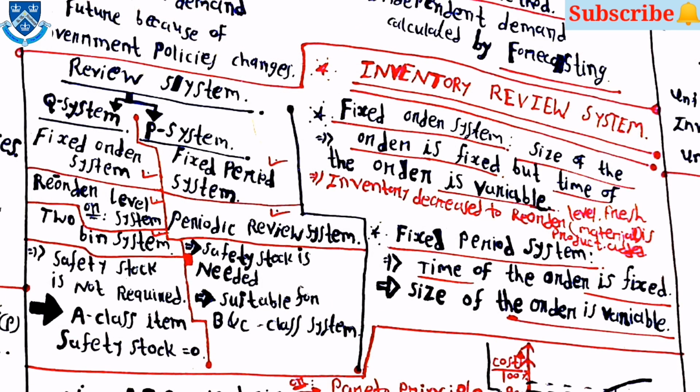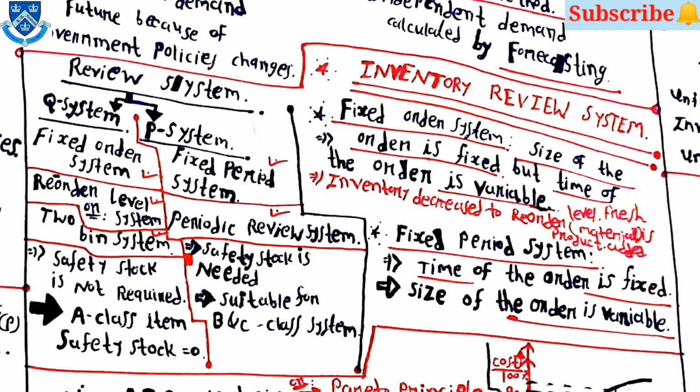Then after that, review systems are there. Two types of review system: first one is the Q system and second one is the P system. Now for the Q system: fixed order system, reorder level system and two bin system. Safety stock is not required, and A class items are handled in the Q system. Then for the P system: fixed period system, periodic review system, safety stock is needed, and it is suitable for B and C class items.